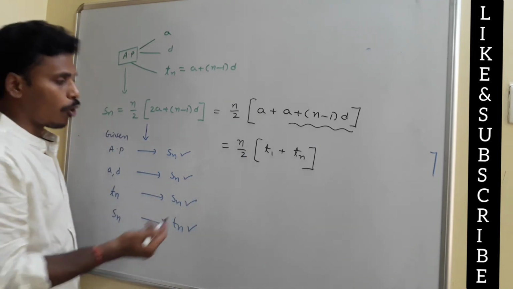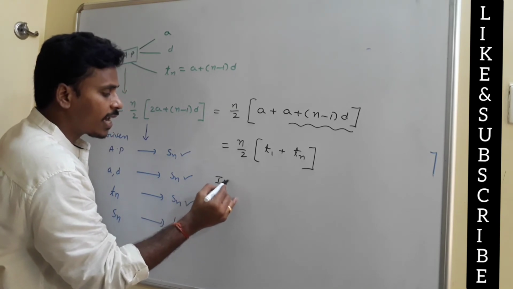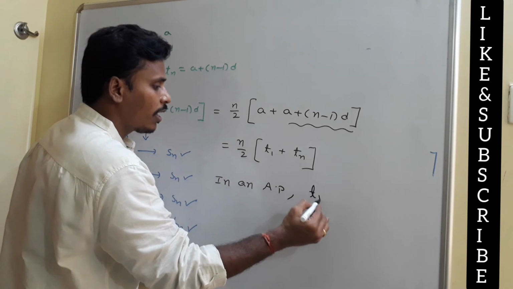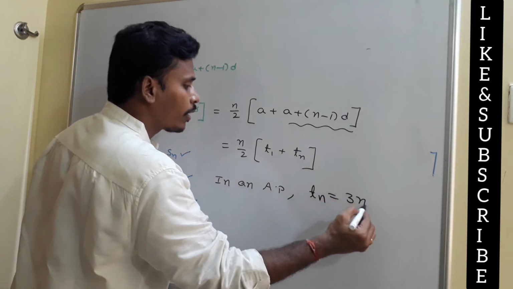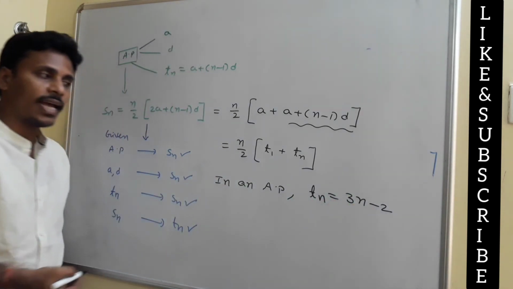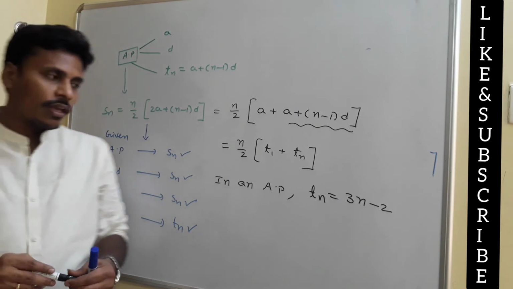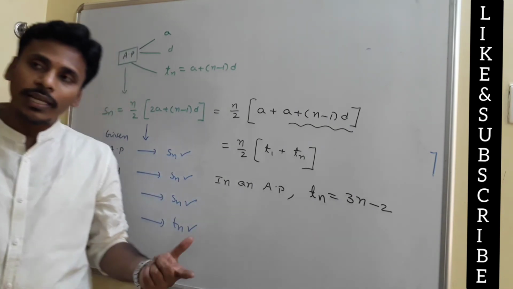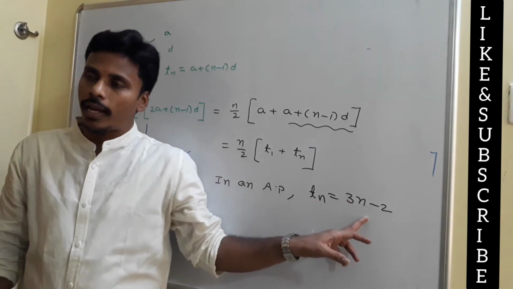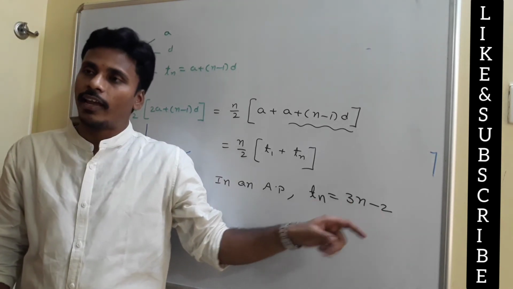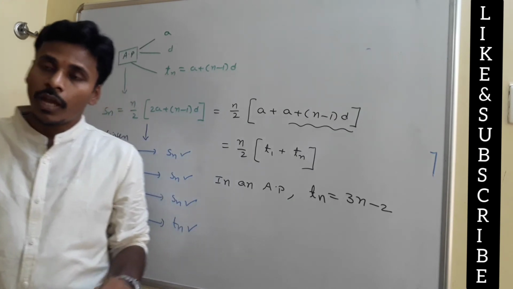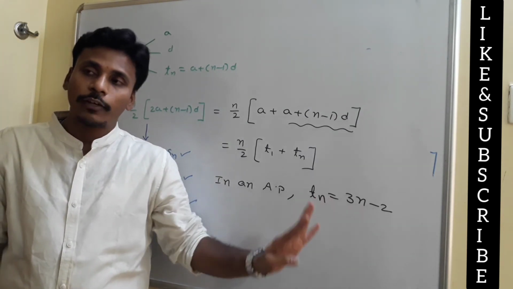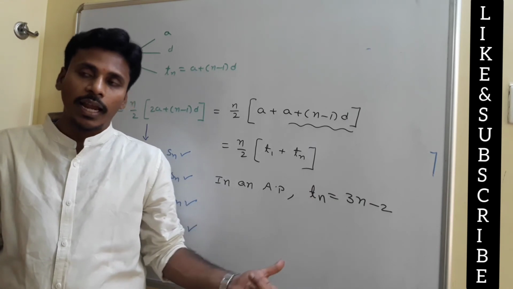For example, I have a problem. In an arithmetic progression, the nth term is given like 3n minus 2. If the nth term is 3n minus 2, what to say about the first term? It is very clear that if you replace n with 1, you will get 3 minus 2, that is 1. So 1 is your first term. And if you replace n with 2, 3 twos are 6, minus 2 is 4, and that 4 is your second term. Like that you can move.